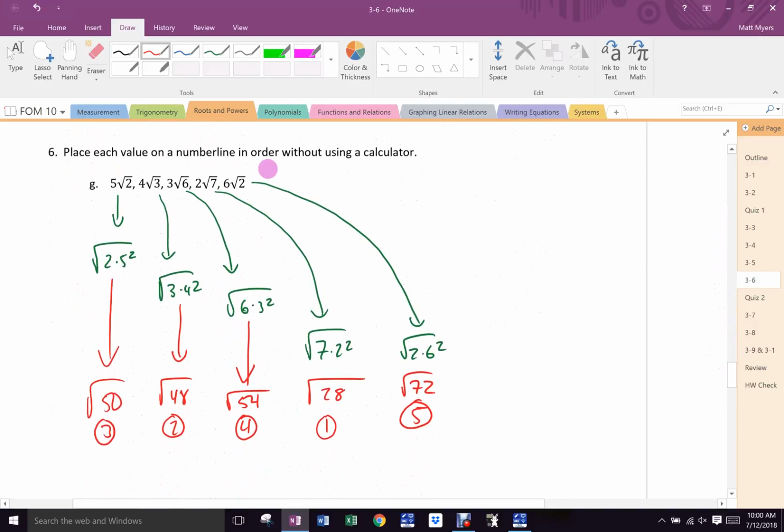You had to put them in a number line without a calculator, so you weren't allowed to find the decimals. So the best thing to do is put them back to full radicals. Then you can quite plainly see the square root of 28 is obviously the lowest number there. So that would go where on a number line? On the left or the right? The left, because the small numbers are on the left of a number line.